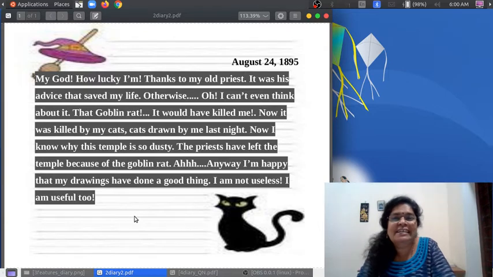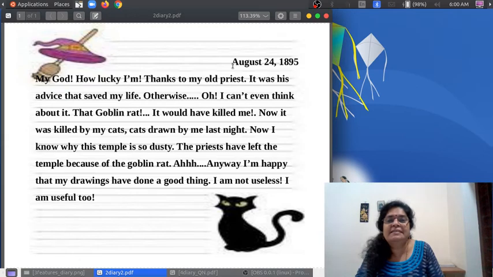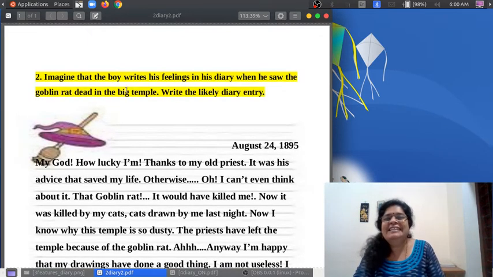Okay, tell me the context of this diary. Don't forget this day and age. Do you remember the day of that diary, the last diary? August 23rd, 1895. This is dated as August 24, 1895. Then tell me the context. Okay, this is the context of this diary: imagine that the boy writes his feelings in his diary when he saw the goblin rat dead in the big temple. Write the likely diary entry.